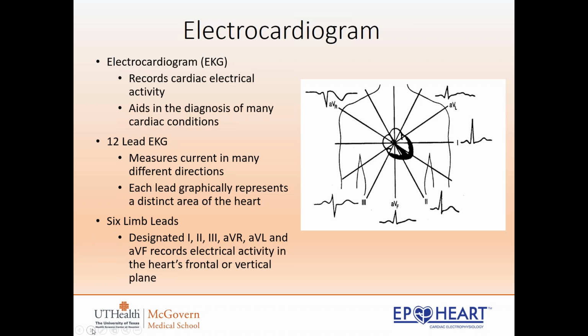We know the 6 limb leads, so lead 1, 2, 3, AVR, AVL, and AVF. These limb leads are going to record the electrical activity in the heart's frontal plane.